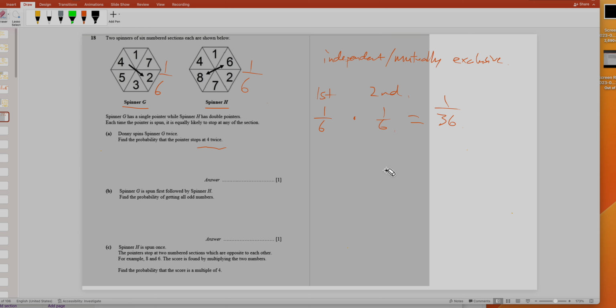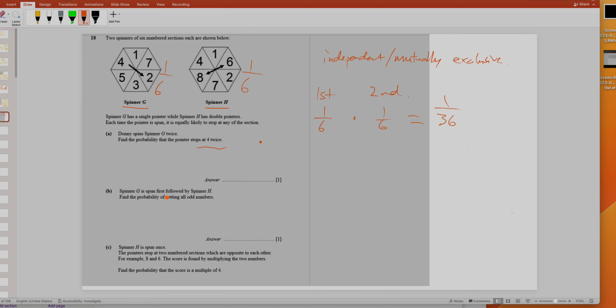Yeah. So you try to use common sense, right? Very good. So in a way, you need to use common sense, sometimes to reach a conclusion. All right. So that's the answer. 1/36. Okay. So the other one.